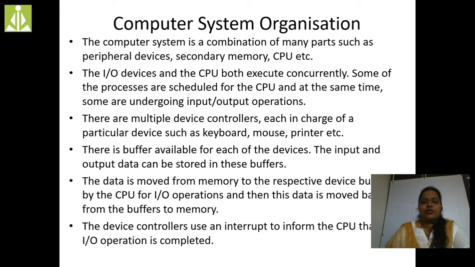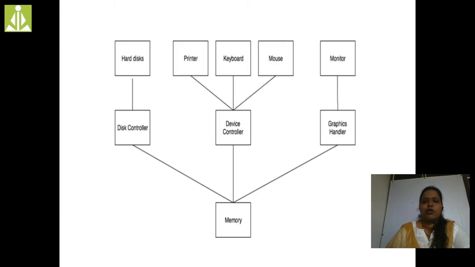The device controllers use an interrupt to inform the CPU that operations have been completed. How does the CPU come to know whether the task assigned to the printer has been completed? By making use of an interrupt call, we inform the CPU that the assigned task has been completed. Then the CPU halts the process, and the data is loaded again onto the memory. This is how the computer system has been organized.